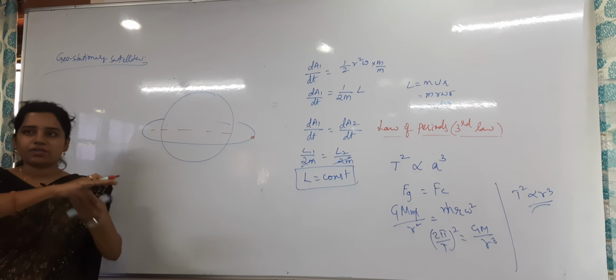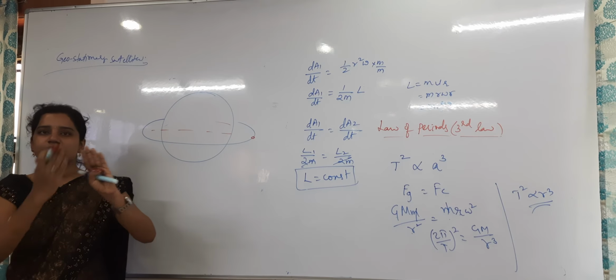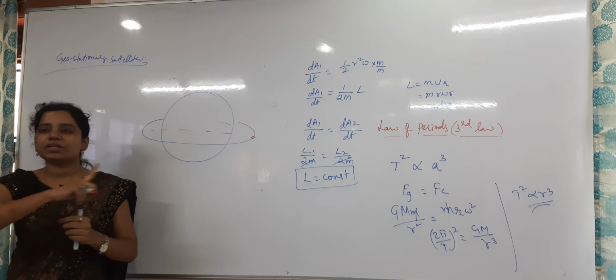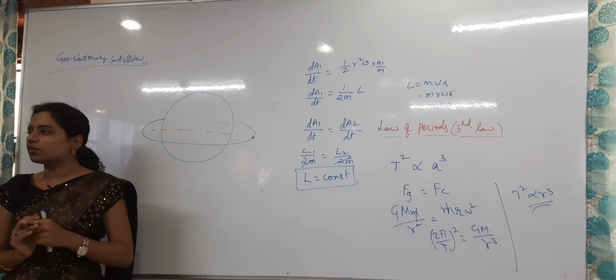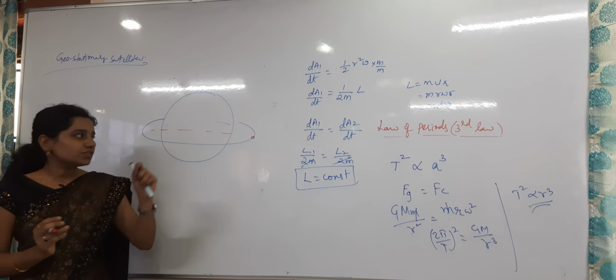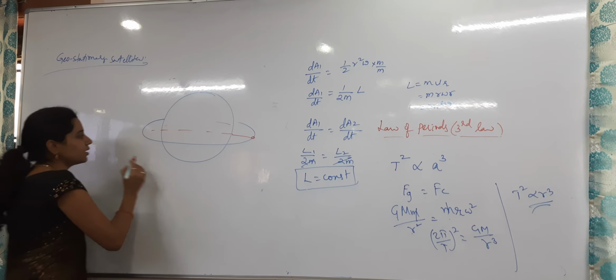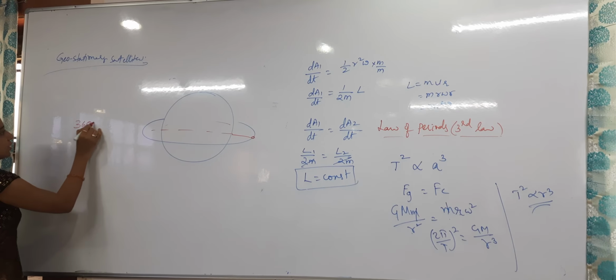If you cut the sphere and see it from one side, that will be the equatorial plane only. Around that one orbit will be there, and in that only geostationary satellites will be there. At what height from the earth surface will geostationary satellites be? That will be at 36,000 kilometers.